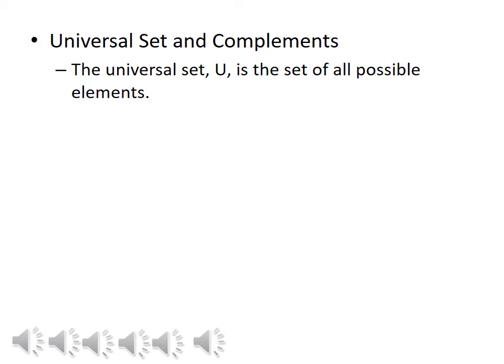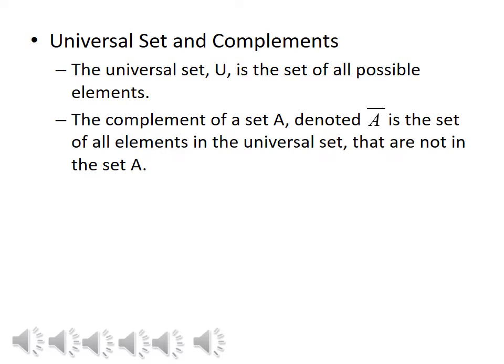The last thing that we're going to talk about when dealing with sets is the universal set and complements. The universal set, denoted capital U, is the set of all possible elements. And the complement of a set A, denoted as A with a bar on top of it, is the set of all elements that are in the universal set but are not in the set A.